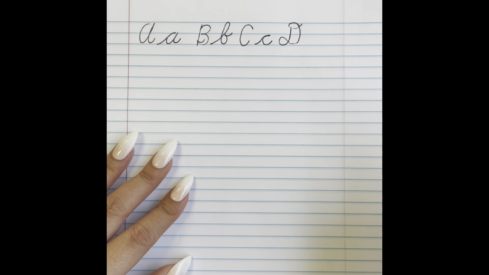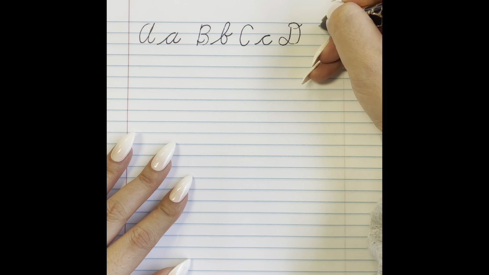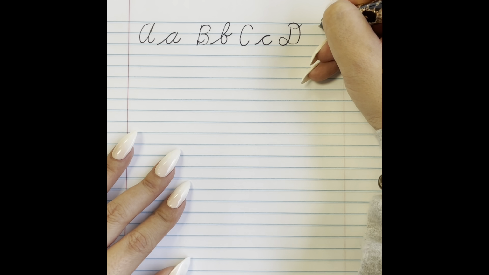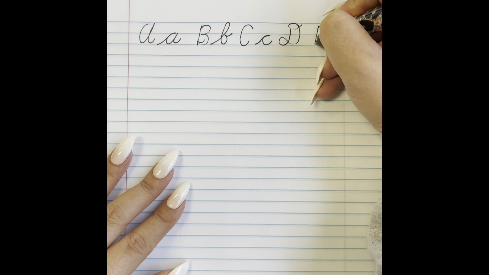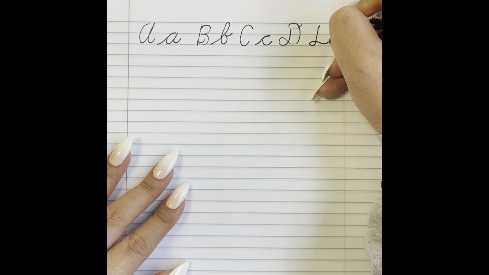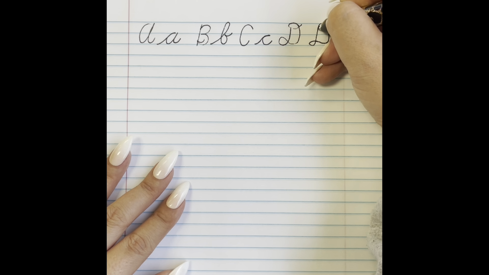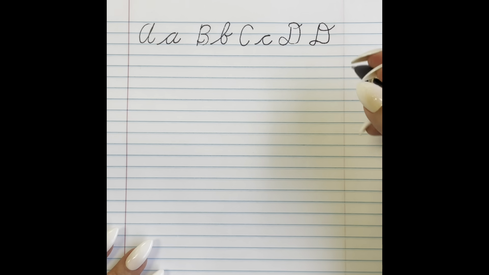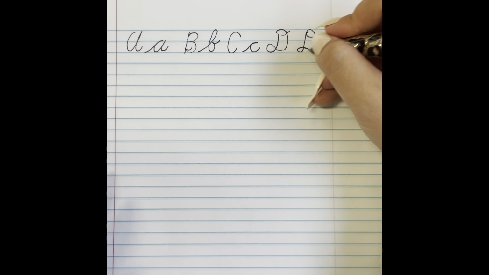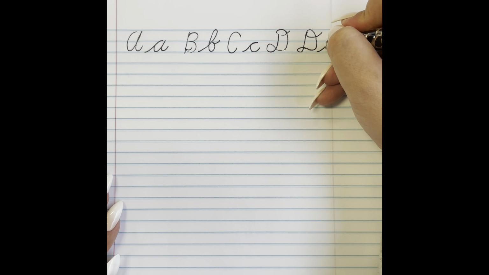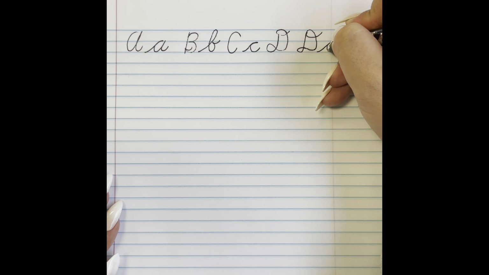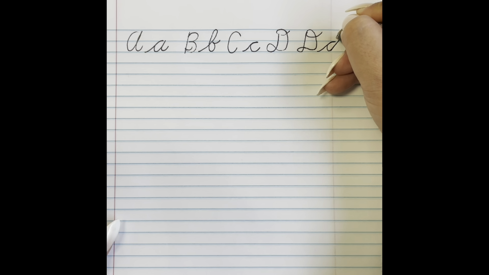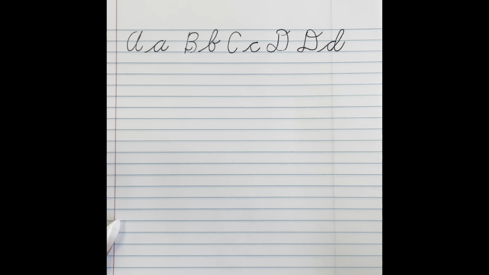You don't have to do it that way. You can start up here. You'll go this way, curve it around, loop it around, come up, and that's ugly because that's not how I normally write it. But for a lowercase d, you're going to do that line, come back up as if you were writing a C, go up, around, and curve.